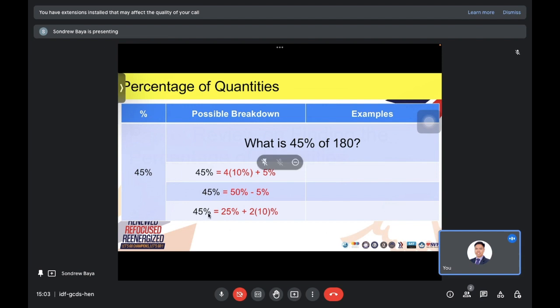So here I have three different ways of breaking down 45%. So 45% could be equal to 40%, by which 40% is 4 times 10%, the common percentage, plus 5%.